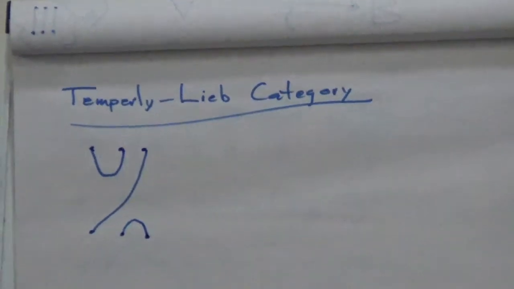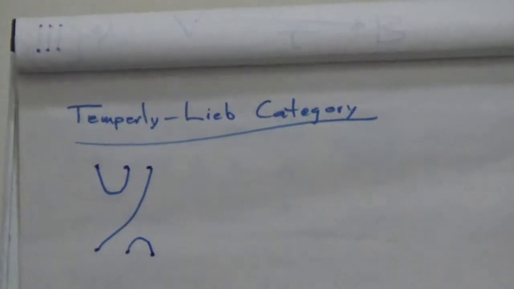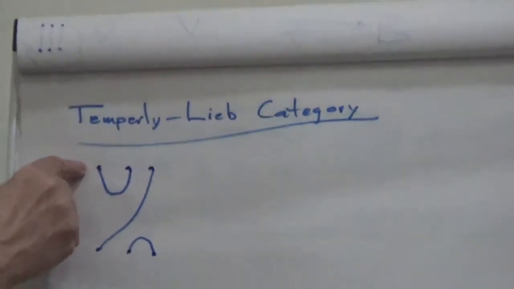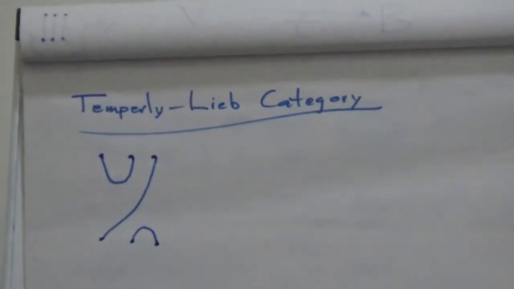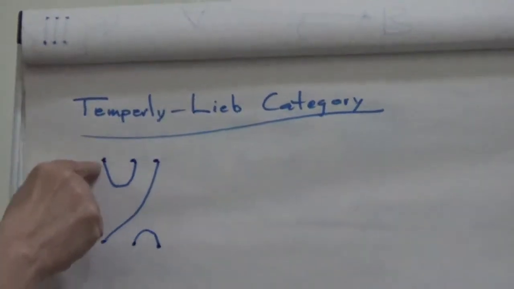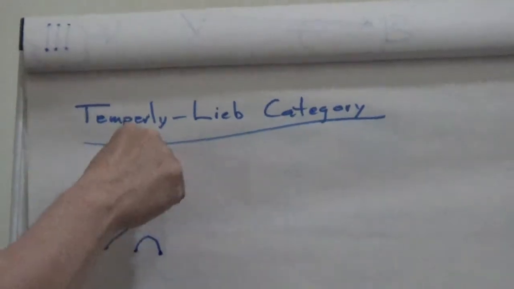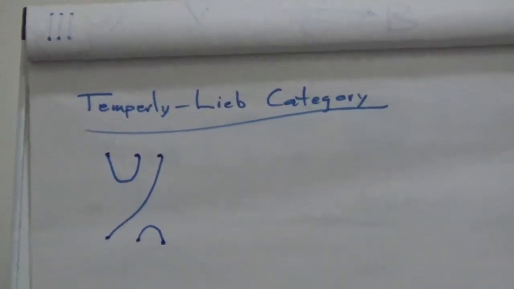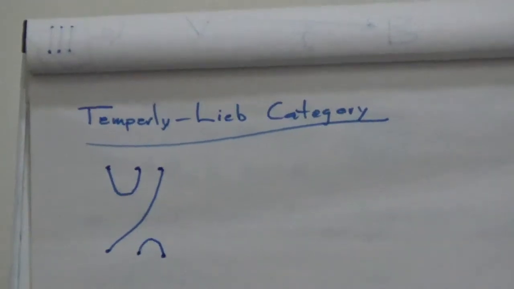A morphism in the temporally lead category is a connection structure between a set of points and another set of points. Connection structure means this point is connected to that one, this one is connected to that one, and this one is connected to that one. All right? That's all. And I'll give you another example of a morphism so you see what I mean.